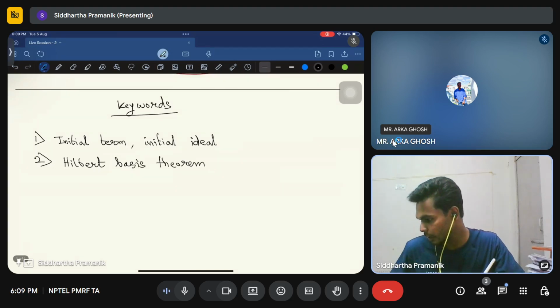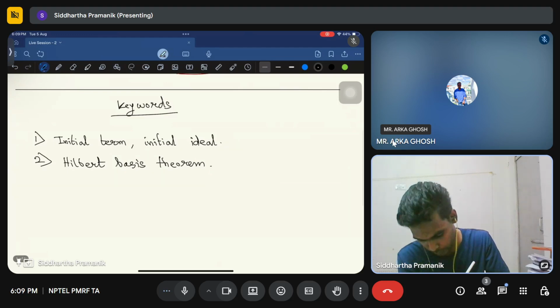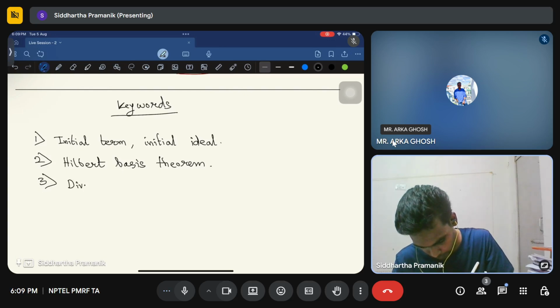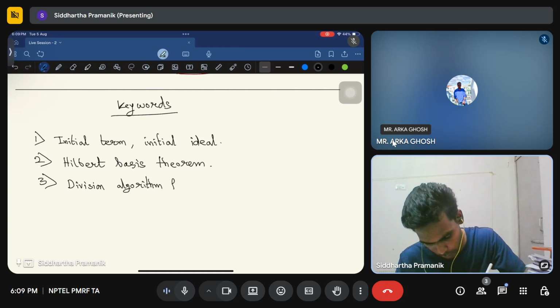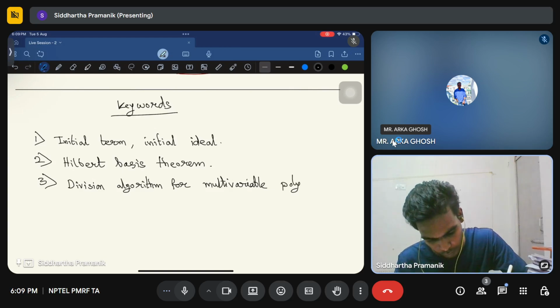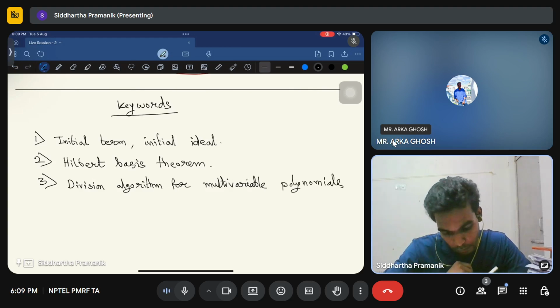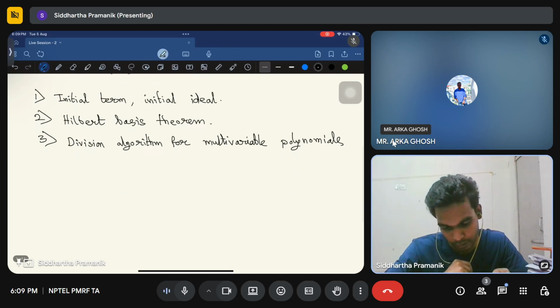And after that, we have done the division algorithm for polynomials in several variables, that is, the division algorithm for multivariable polynomials. And we saw some applications of this, like the ideal membership problem and the remainder of a polynomial after dividing by a Grobner basis.